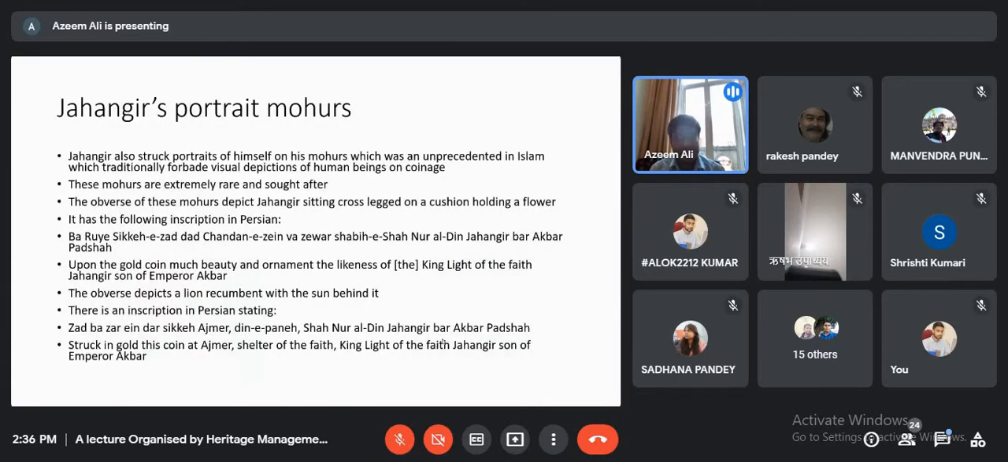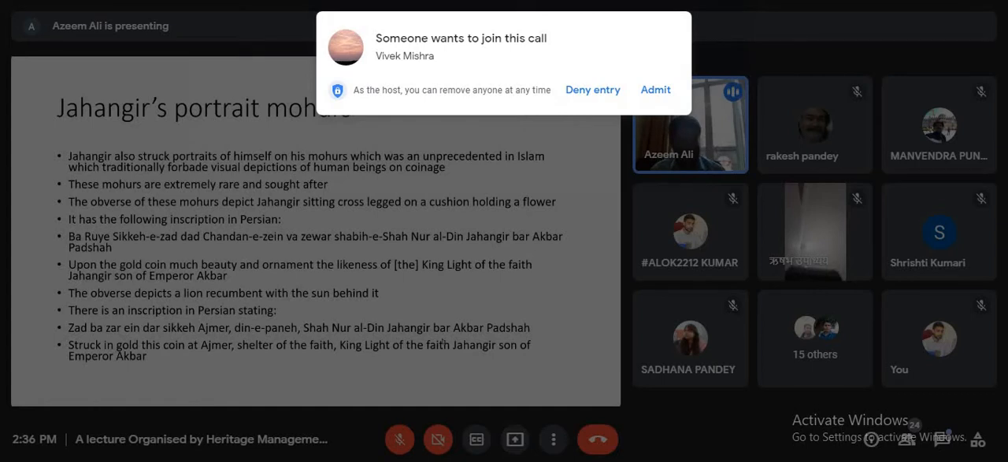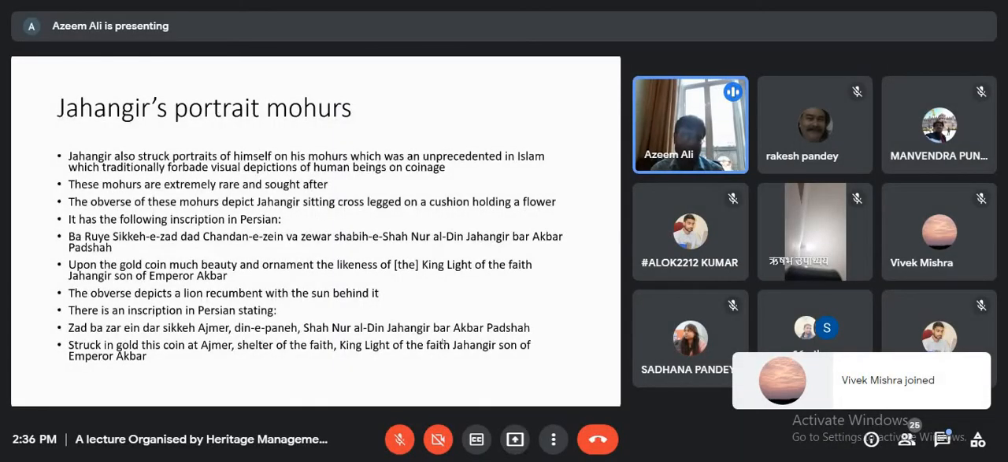And Jahangir also famously struck portrait mohurs. So these were mohurs or gold coins of himself, which was unprecedented in Islam, because obviously traditionally visual depiction of human beings was very much discouraged. So this is quite a remarkable achievement. And these coins are extremely rare and highly sought after by collectors.